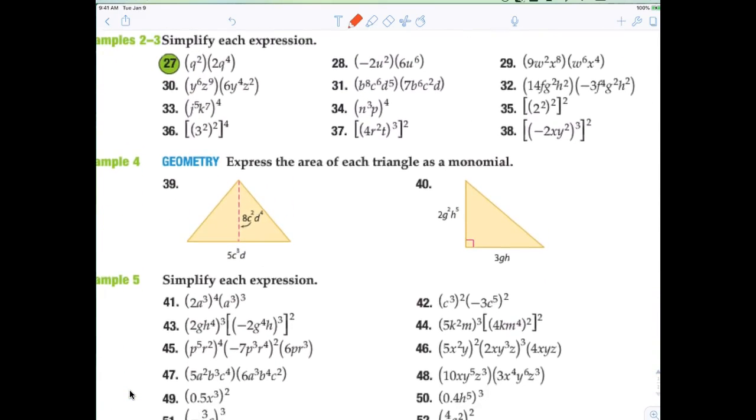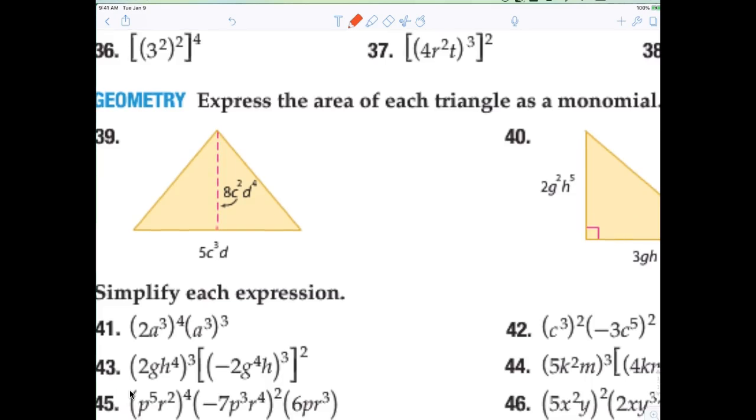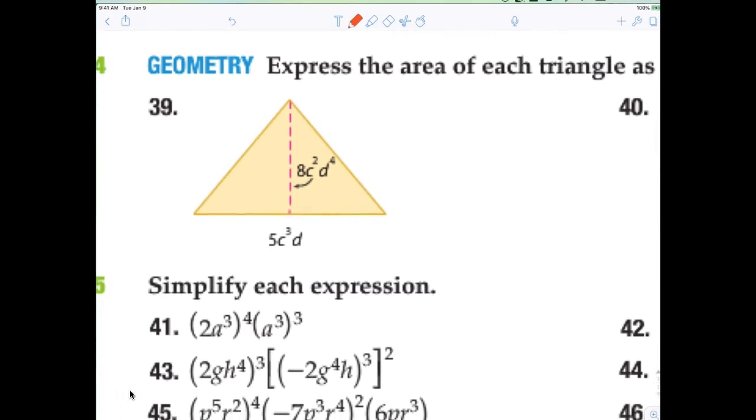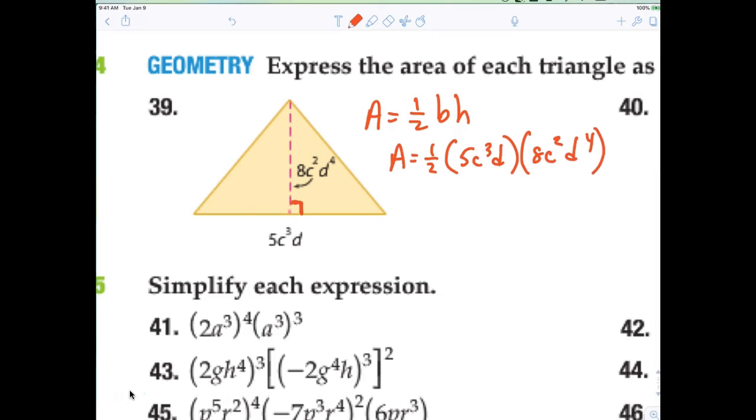All right, I want to take a look now at 39. What's the formula for area of a triangle? One half b times h. That's correct. 1/2 base times height. Remember, to find area, you multiply. Perimeter is when you add. Now, because it's a triangle, this should be there, but it's not. So the area is equal to 1/2, the base is 5c cubed d, and the height is 8c squared d to the fourth. Everybody good with that?